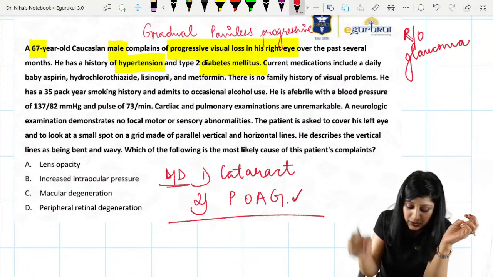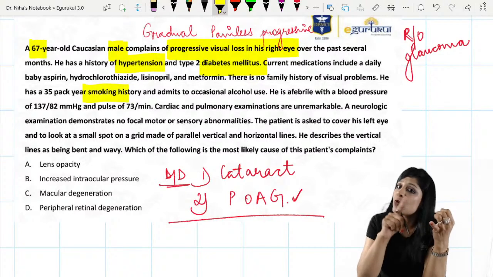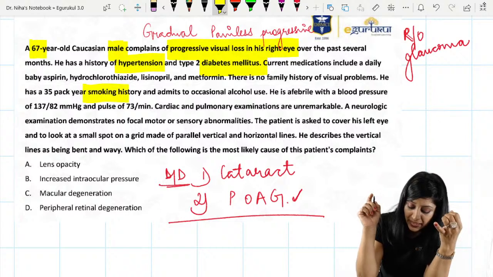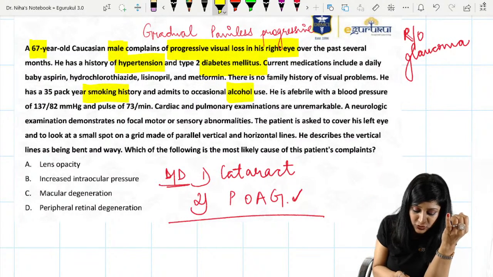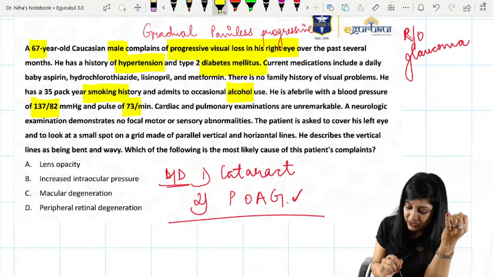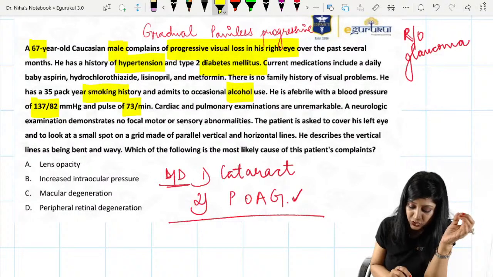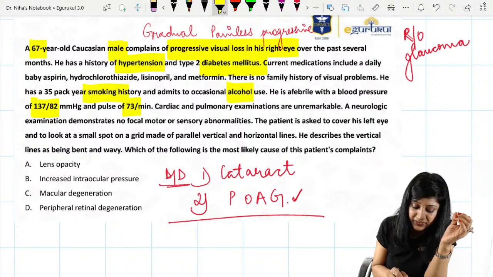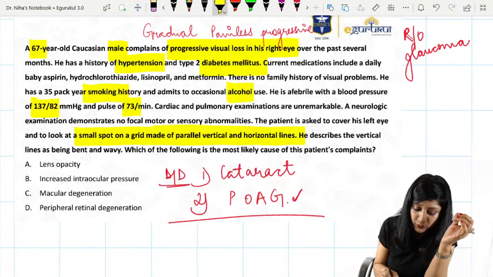Then you have a history of smoking. Again, smoking will lead to cataract also. Smoking will lead to glaucoma also. And he admits to occasional alcohol use. Afebrile, blood pressure is on the higher side. Pulse is 73. Cardiac and pulmonary examinations are normal. Neurological examination is also normal. The patient is asked to cover his left eye and look at a spot on a grid made up of parallel, horizontal and vertical lines.